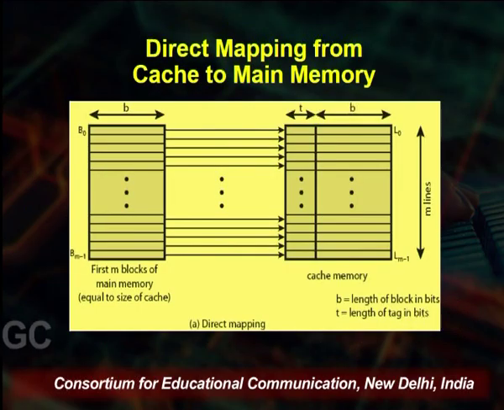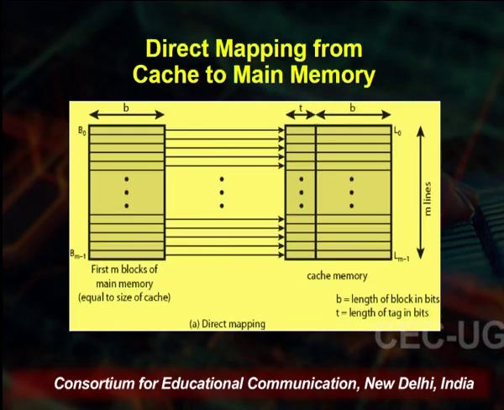This diagram explains how there is a one-on-one mapping between the cache and the main memory. You see straight lines, the same block size, and each block just follows to the same line in the cache. So, if it is block number 1, it goes to line number 1 of the cache and nowhere else.